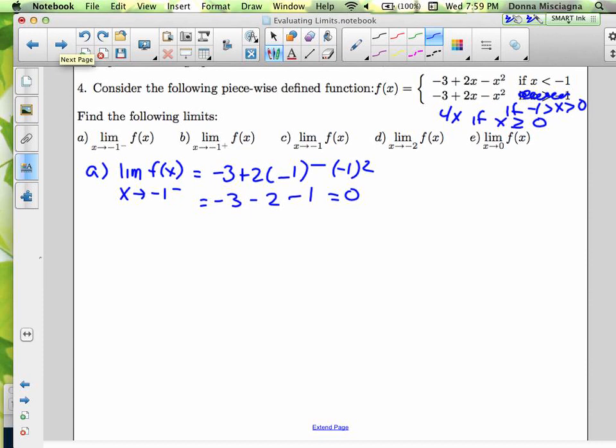Let's find the limit as x approaches negative 1 from the positive side. So now I'm going to plug into the greater than. That's going to be negative 3 plus 2 times negative 1. We have the same function for both. I don't know why I just noticed that right now. But how boring.